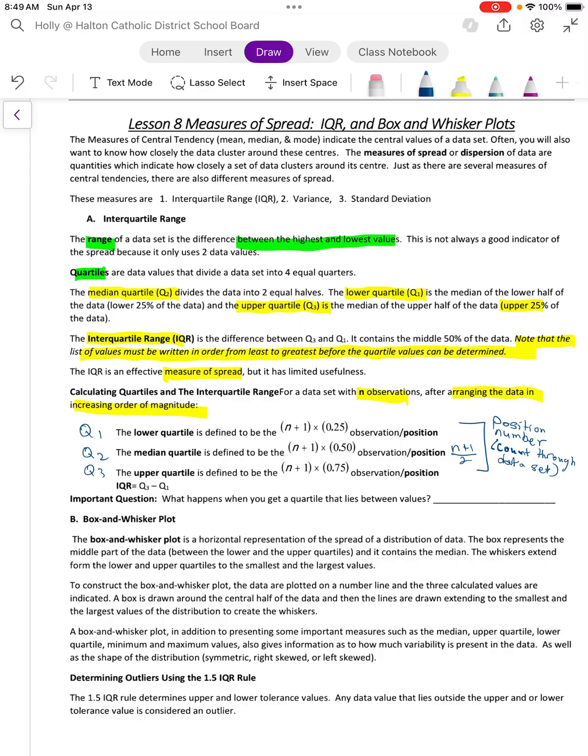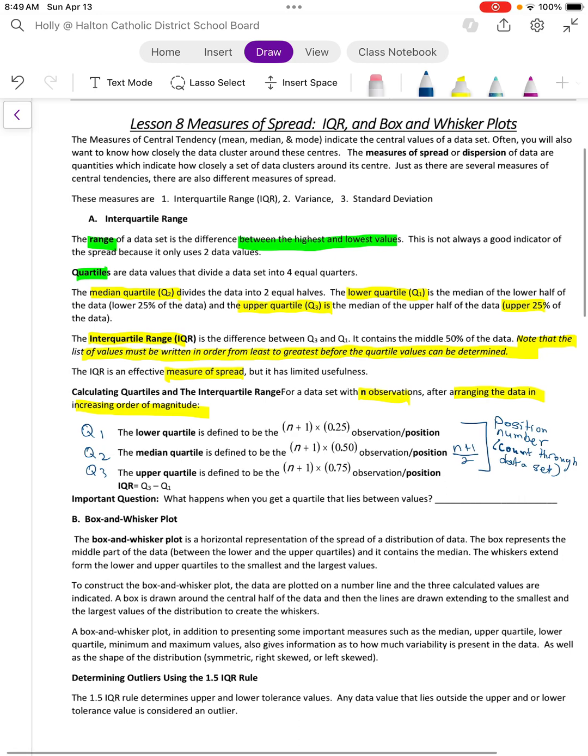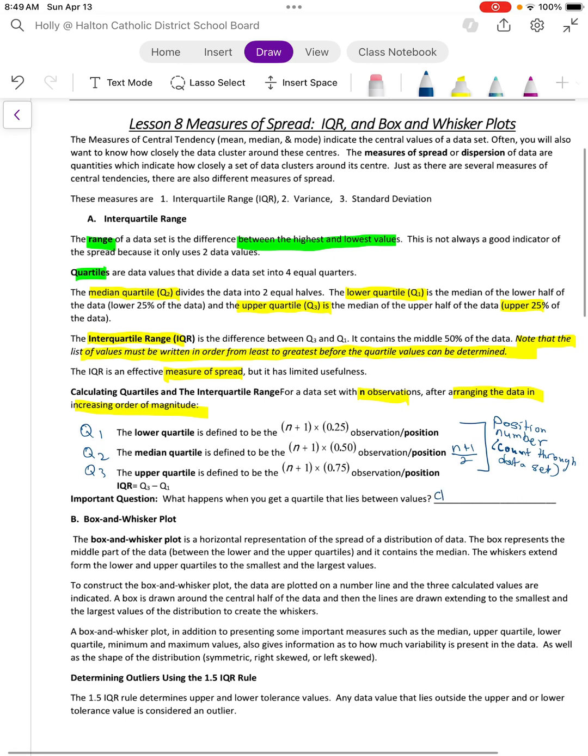Important question: what happens? Sometimes you'll see this where you get a quartile position that lies between values, like 5.25 or 6.75. There are 2 ways you can do it. You can either average between the two, or you can choose the closest value based on the first decimal. And I'm going to do it that method: choose the closest value based on the first decimal.